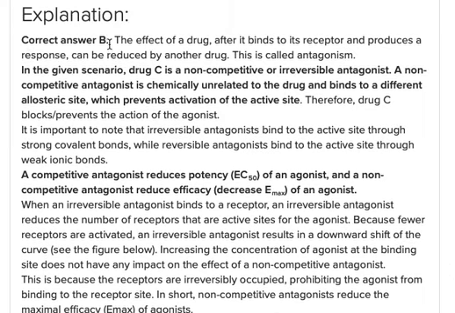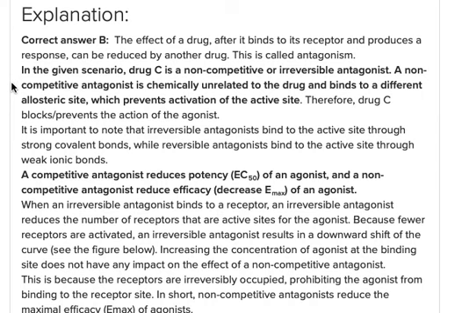So the correct answer is B. The effect of a drug after it binds to its receptor and produces a response can be reduced by another drug. This is called antagonism. In the given scenario, drug C is a non-competitive and irreversible antagonist.